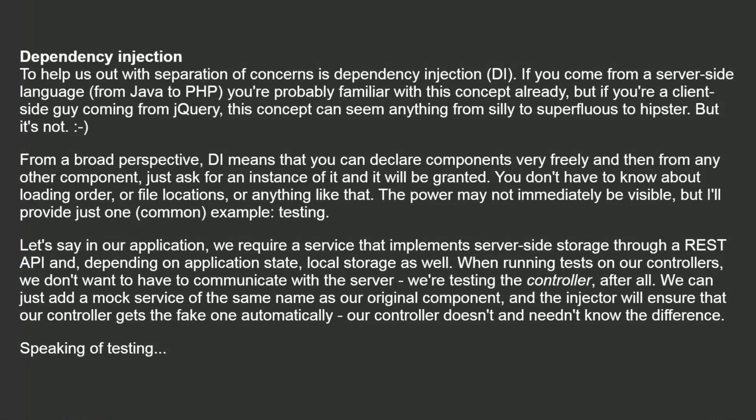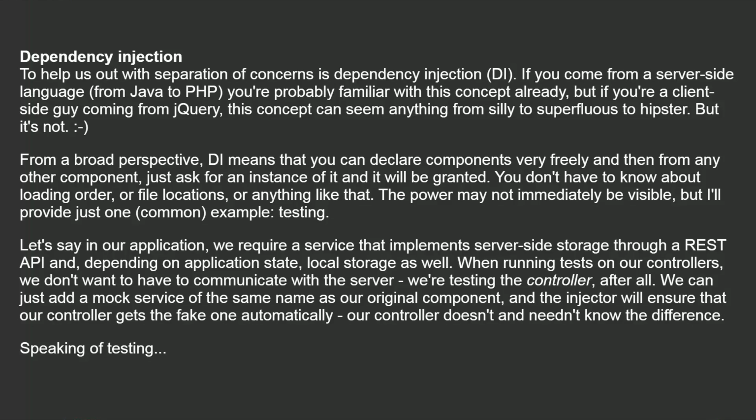Dependency injection. To help us out with separation of concerns is dependency injection. If you come from a server-side language, from Java to PHP, you're probably familiar with this concept already. But if you're a client-side guy coming from jQuery, this concept can seem anything from silly to superfluous to hipster. But it's not. From a broad perspective, DI means that you can declare components very freely and then from any other component, just ask for an instance of it and it will be granted. You don't have to know about loading order, or file locations, or anything like that. The power may not immediately be visible, but I'll provide just one example.